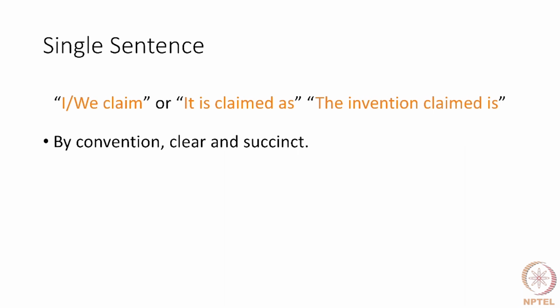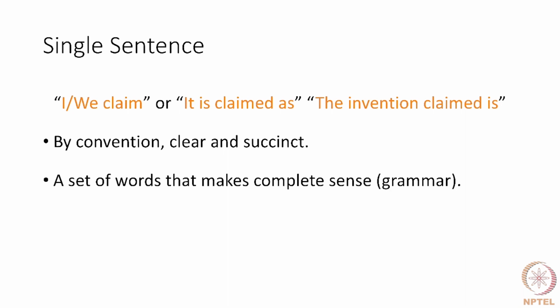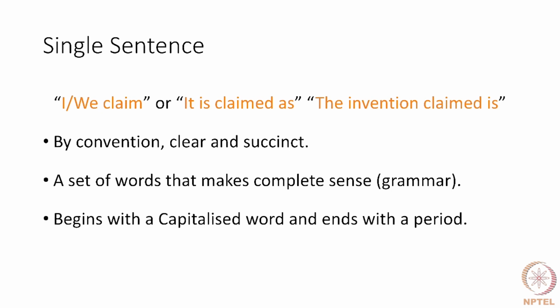So the understanding is that if the claim is in the form of a sentence, and that too a single sentence, it should be clear and it should convey the information that is covered clearly. Now, in English, a sentence refers to a set of words that make complete sense. So claims also need to follow, because they are written in a single sentence, all the rules and grammar of a normal sentence, which means it has to begin with a capitalized word and end with a period or a full stop.